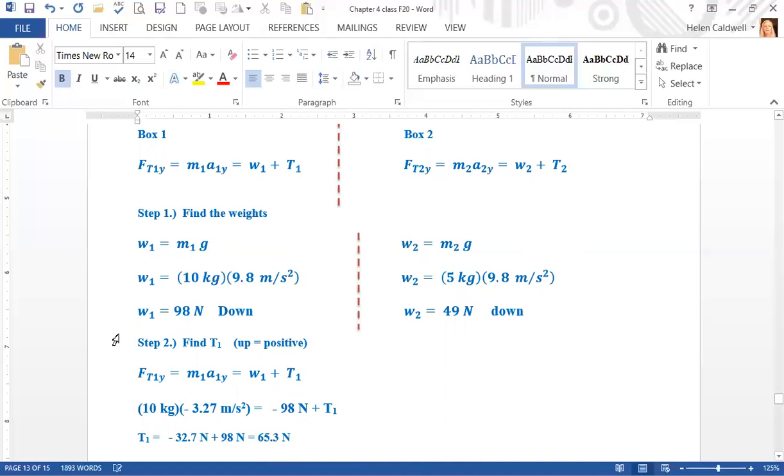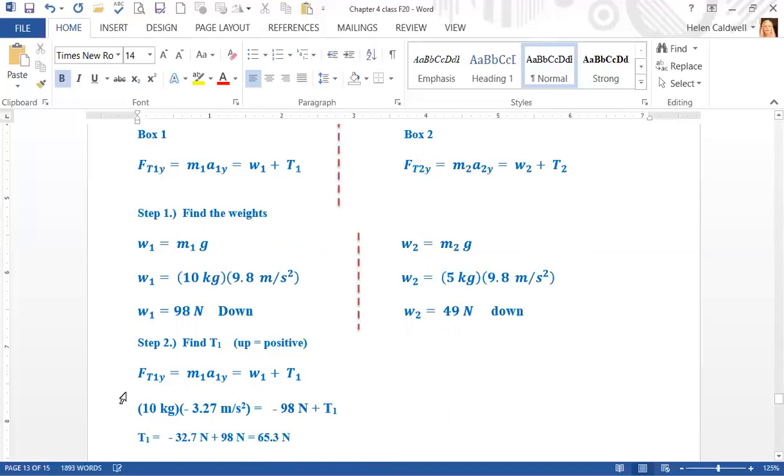Now, we need to look at our two equations. Here are equations for the object. So if we look at the vertical force equation for box 1, we can use it to find T1. So M1 times A1 equals W1 plus T1. M is 10 kilograms. A is, notice I wrote down negative 3.27 meters per second squared.